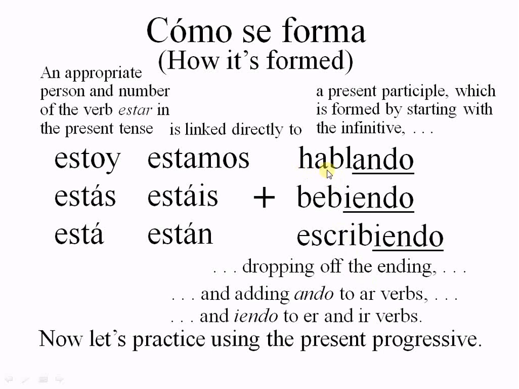So you have the action, for example, hablar, you drop the AR. Since hablar is an AR verb, you're going to add ando. Beber, you drop the ER and you add yendo. Escribir, drop the IR and you add yendo as well. So I can say I am speaking, estoy hablando. If I say we are drinking coffee, estamos bebiendo café. If I say the students are writing, los estudiantes están escribiendo.